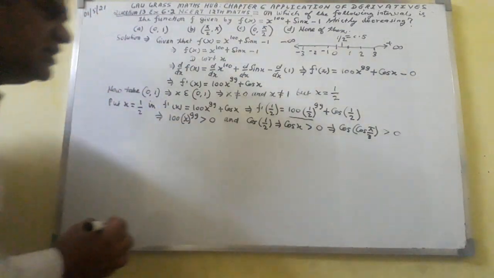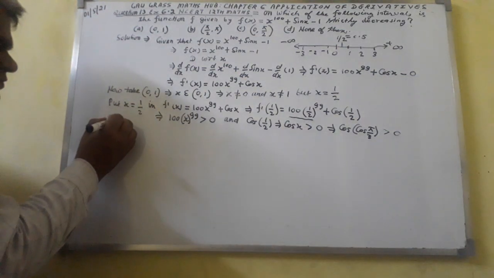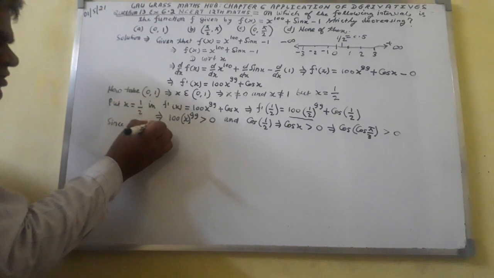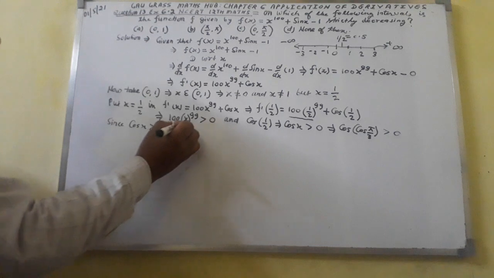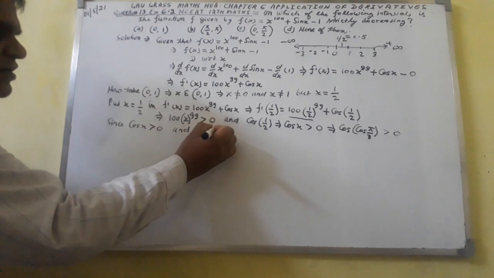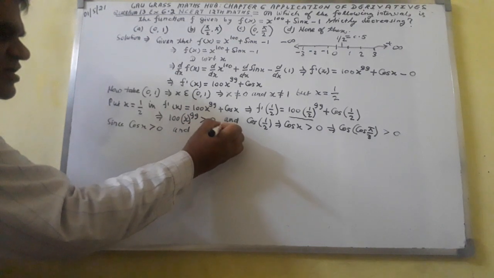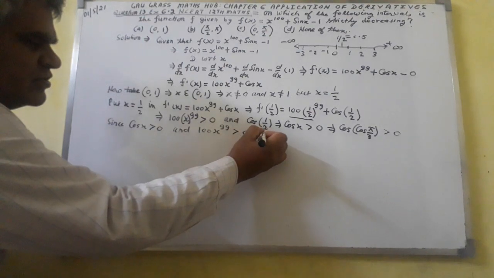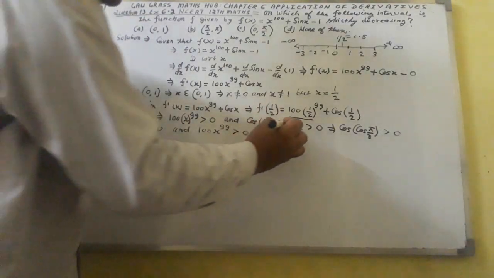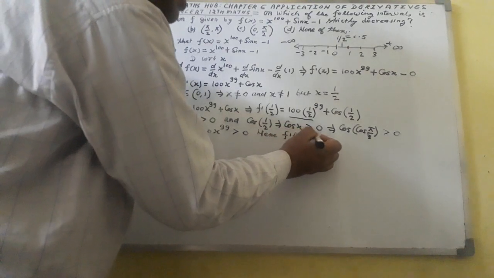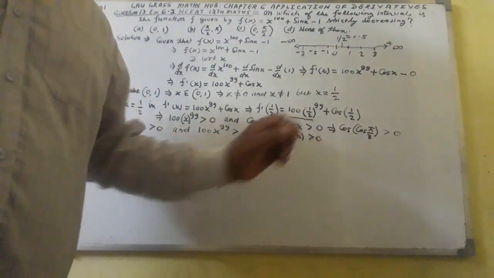And now you have got here, since cos x is greater than 0 and 100x^99 is greater than 0, hence f'(x) is greater than 0. This thing we have got, f'(x) is greater than 0.